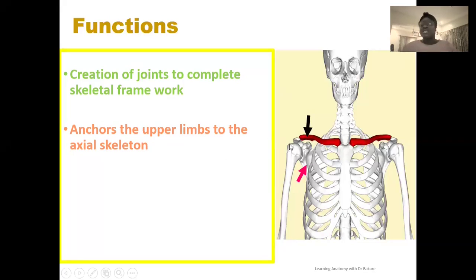And if you go to this lateral region, this is where it connects with the scapula. Specifically, you see it connecting with the acromion of the scapula. And this is where they form the acromioclavicular joint.